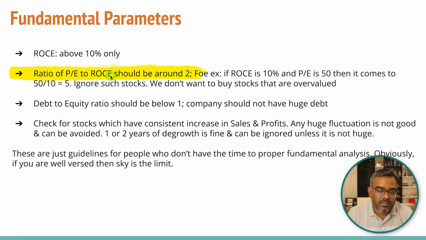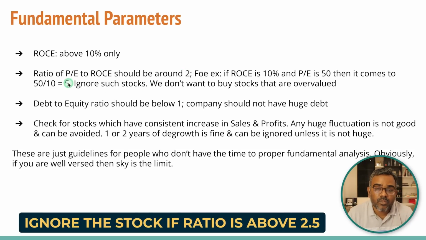The next is a simple thumb rule or guideline that I follow. The ratio of PE to ROC should be around 2. For example, if the ROC is 10% and the PE is 50, then dividing PE by the ROC, this ratio comes to 5, right? Now, if the ratio is more than 2, 2.5 is okay, but if it's above that, then you need to ignore such stocks.